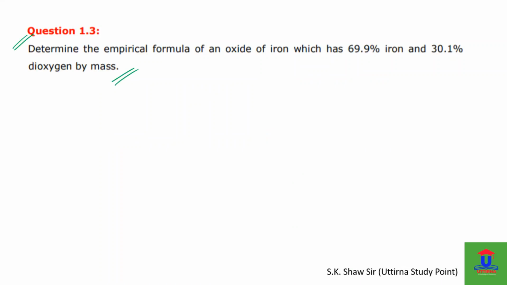Determine the empirical formula of an oxide of iron, which means oxygen and iron are present, in which the iron percentage is given and the percentage of O2, dioxygen, is given. You have to calculate the empirical formula. So what is the atomic mass of iron? How much? Anyone? Help your friend. Can anyone tell the atomic number of iron? Oh, these are some basics.